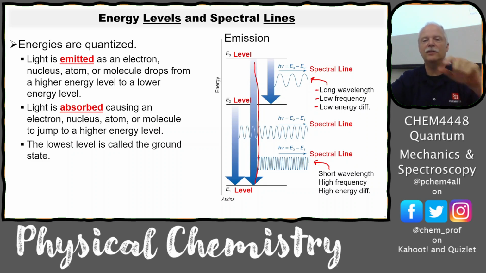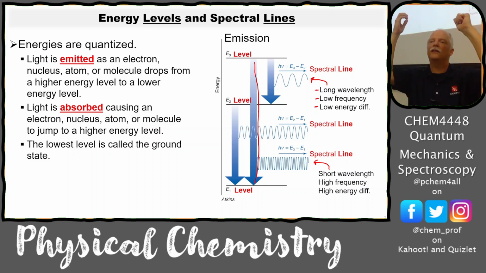Now, if those arrows were going up, this would be absorption. The system's absorbing light. But if they're dropping down, that's emission. Light's coming out of the system.